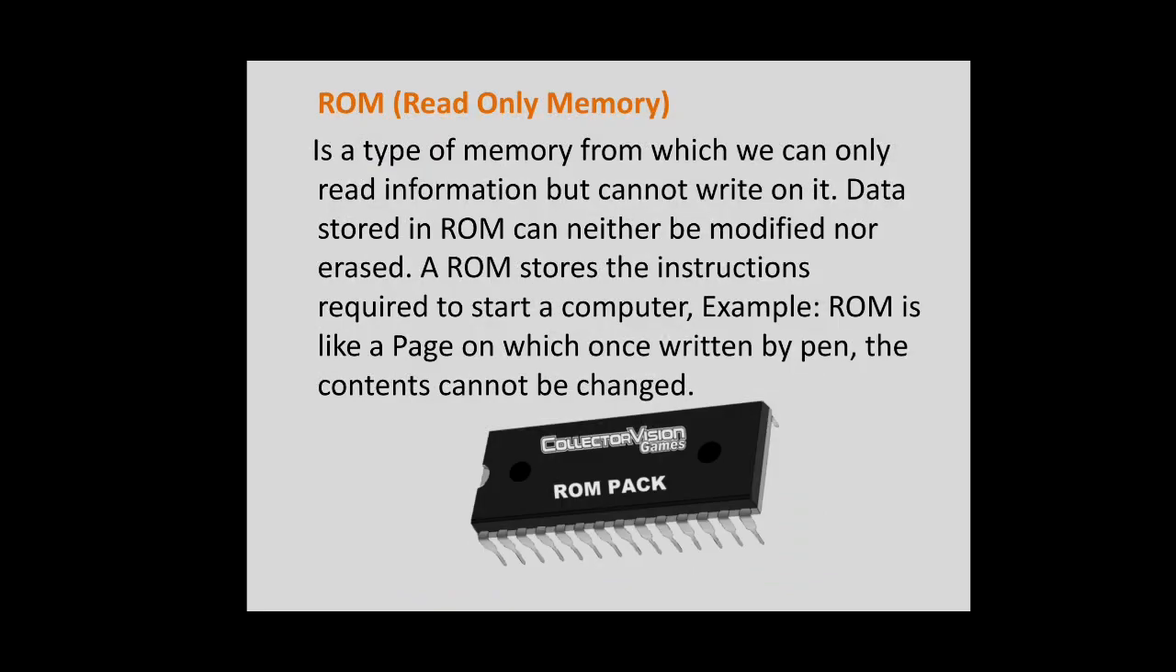Next, ROM, read only memory, is a type of memory from which we can only read information but cannot write on it. Data stored in a ROM can neither be modified nor be erased. A ROM stores the instructions required to start a computer. For example, ROM is like a page on which, when written by pen, the content cannot be changed. So it is a permanent memory, you can say. Whatever we store here will not be erased. Okay, so it is the opposite of RAM.